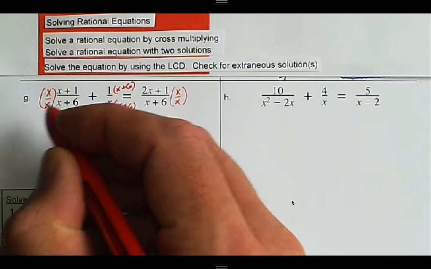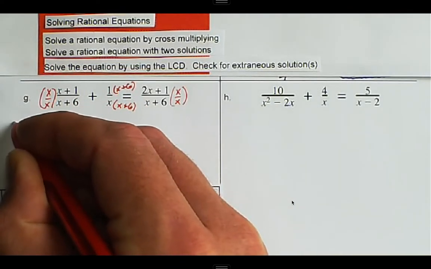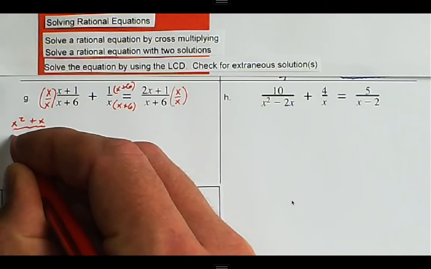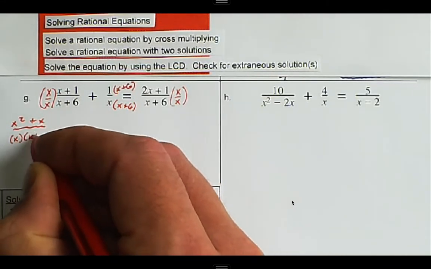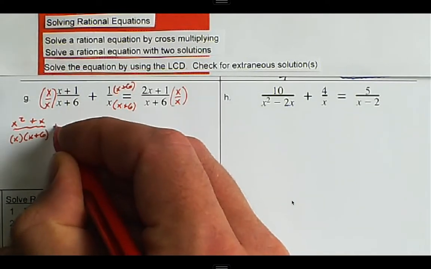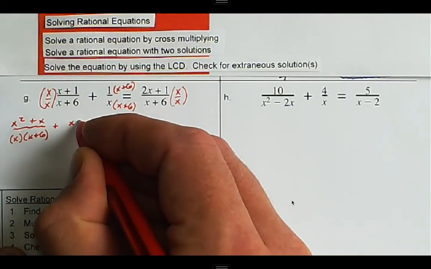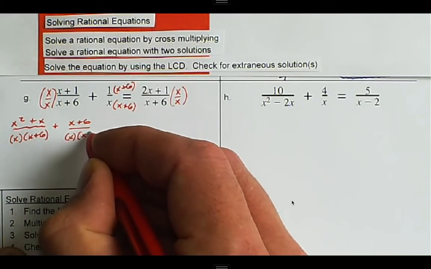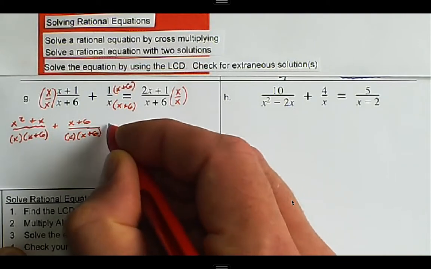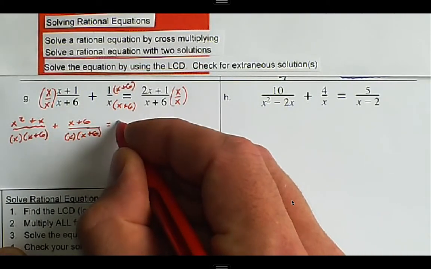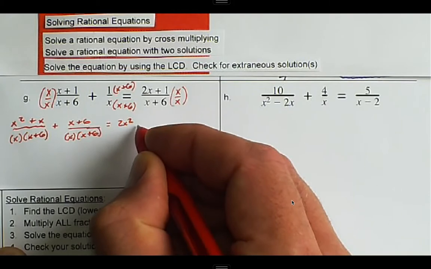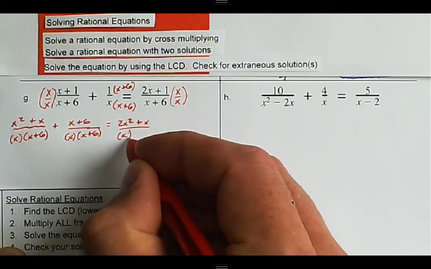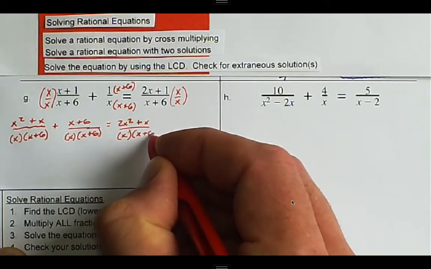So x times x is x squared plus x over x times x plus 6, plus x plus 6 over x times x plus 6, is equal to 2x squared plus x over x times x plus 6.